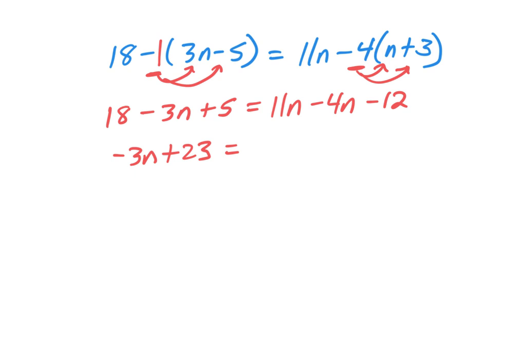Same thing on the right-hand side. I'm going to combine my n's together, okay? And so 11n minus 4n would be 7n minus 12. And now we're kind of to the point where it's going to look very similar to one that we did a few minutes ago, where we have variables on both sides. We want to get those variables together. The one that would probably be a little bit better to move would be the -3n, because then I can add it to the other side. And if I move my n's to the right, I'm going to move my numbers to the left.